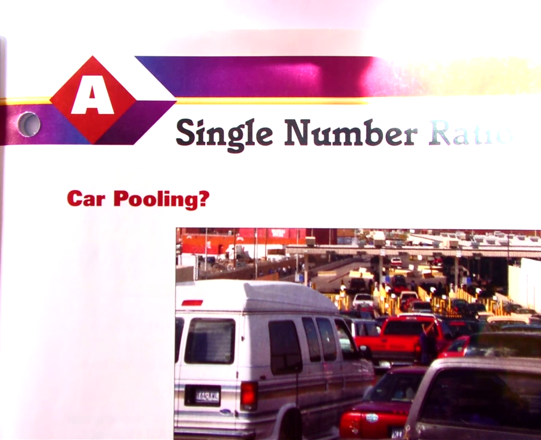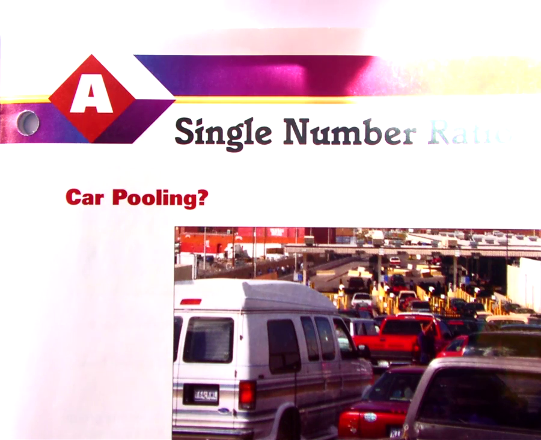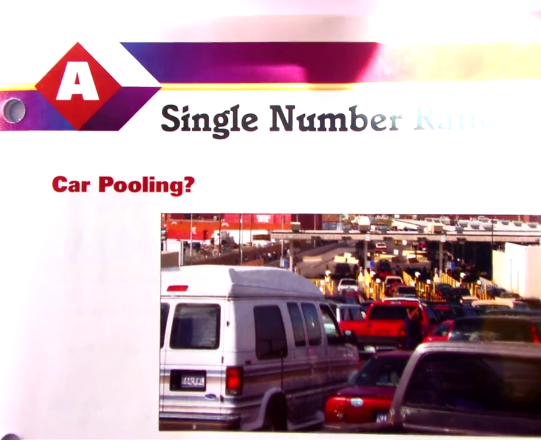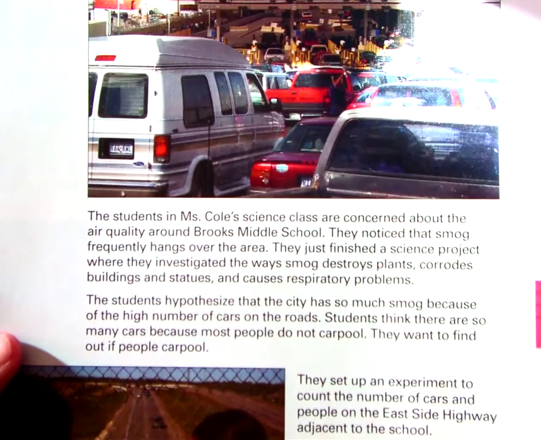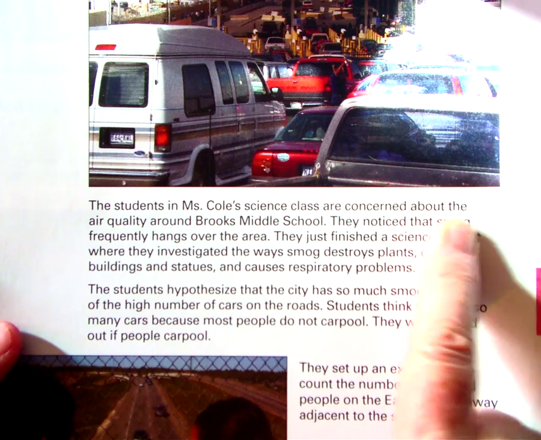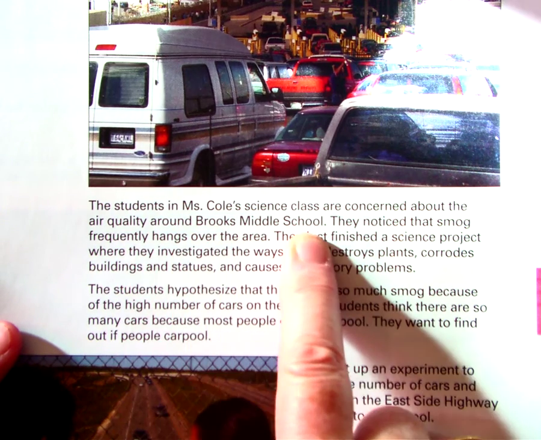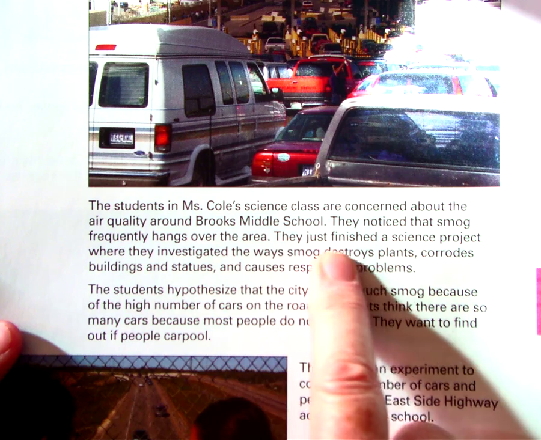So instead of your mom bringing just you to school, she might bring you and 2 or 3 of your friends. Or if she's going shopping, instead of just herself, she might have 2 or 3 of her friends along. So either read by yourself or follow along as I read. The students in Mrs. Cole's science class are concerned about the air quality around Brooks Middle School. They notice that smog frequently hangs over the area.